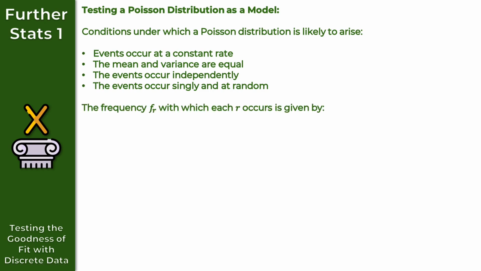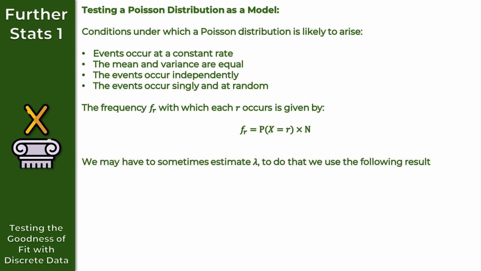So the frequency f subscript r with which each r occurs is given by the following result. As you can see, f subscript r is equal to our PMF for a Poisson distribution, the probability that our random variable X is equal to r, times our sample size n. Now, sometimes we may have to estimate our parameter lambda, and to do that we need to use the following result. Lambda is equal to sigma r times f subscript r, divided by n, where n is our sample size.